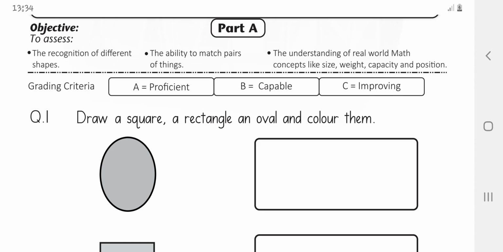The grading is A for proficient, B for capable, and C for improving. If you want to see how to grade the students, how to use this grading criteria, please watch my very first video of these final assessments, which was of English grade ages 3 to 4. In that, I have explained how you will give these grades to the students.